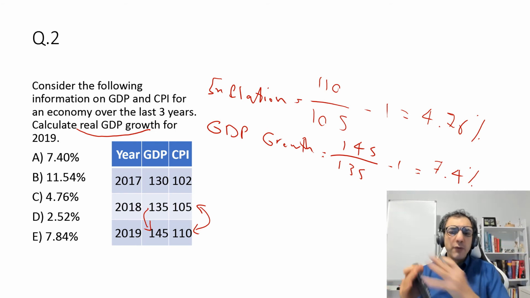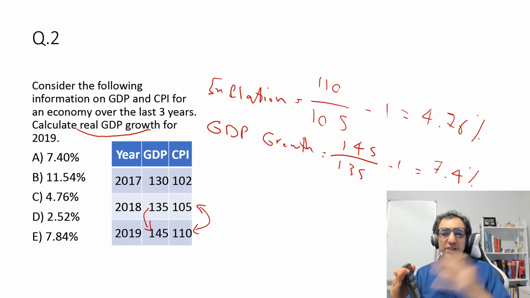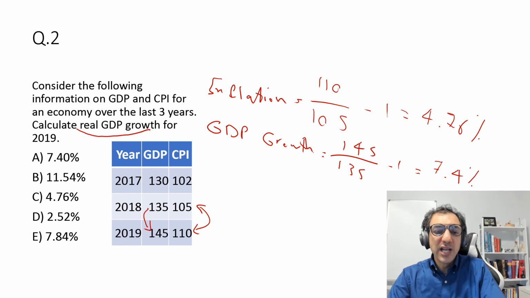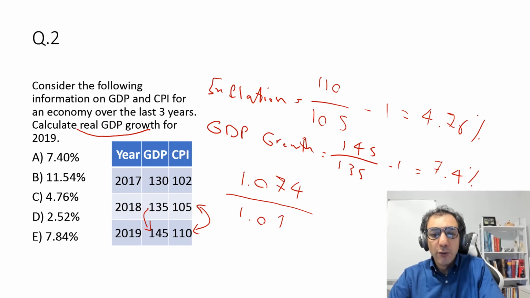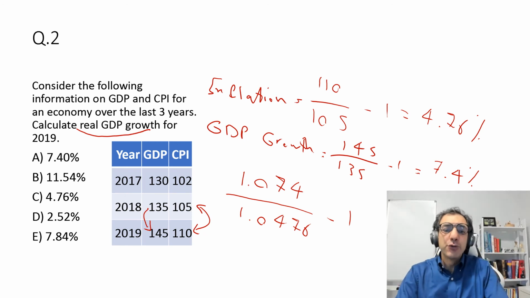There are two ways. You can go with the approximate version or the exact version. The approximate version, you just deduct 4.76 from 7.4. This is less accurate, specifically if the numbers are huge, like double-digit growth rate or double-digit inflation. So I encourage you to use the exact version. So that's 1 plus the GDP growth, which is 1.074, divided by 1 plus inflation, which is 1.0476 minus 1. This gives you the exact real GDP growth.